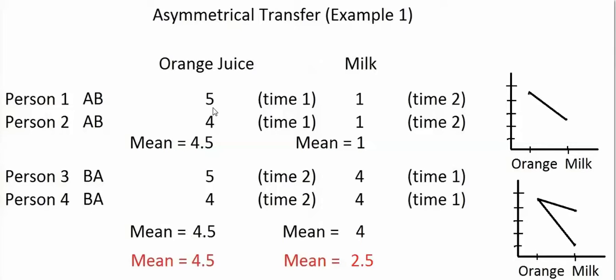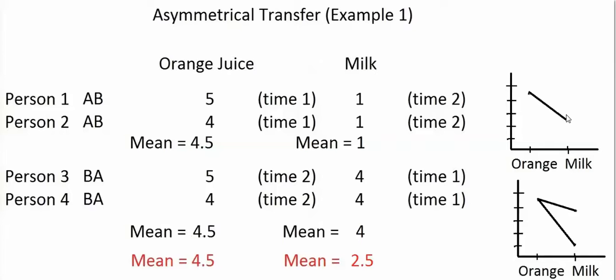If you wanted to compare orange juice with milk, you would need to calculate the average of all 4 orange juice ratings, adding them and dividing by 4, and you need to calculate the mean average of all 4 milk ratings by adding them and dividing by 4. The average of the 4 orange juice ratings is 4.5, and the average of the 4 milk ratings is 2.5. You can see this difference right here in this graph. This is 4.5, this is 2.5. So this is the average of all 4 orange juice ratings. This is the average of all 4 milk ratings.